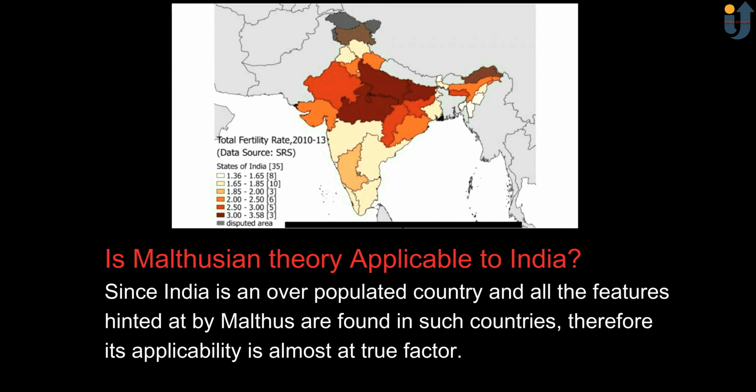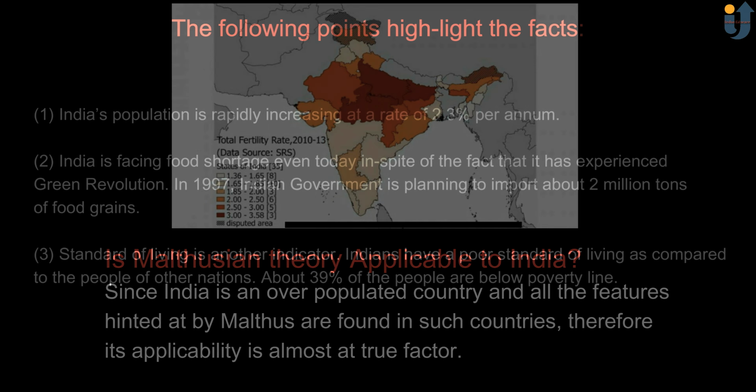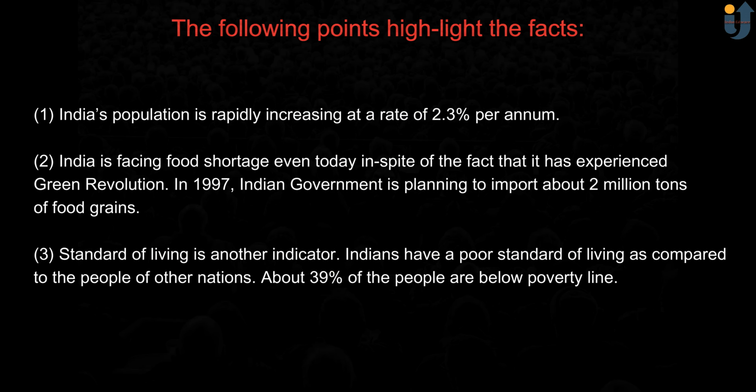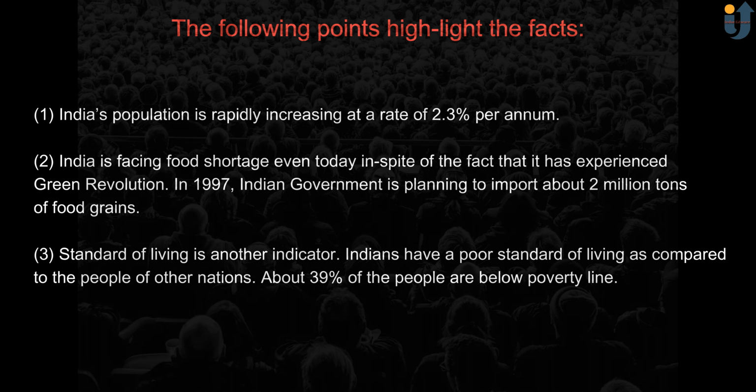The question is, is Malthusian theory applicable to India? Since India is an overpopulated country and all the features hinted at by Malthus are found in such countries, its applicability is almost a true factor. The following points highlight the facts.